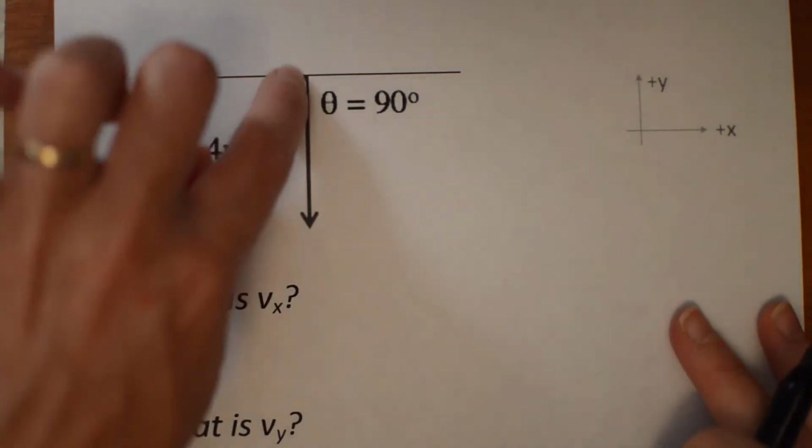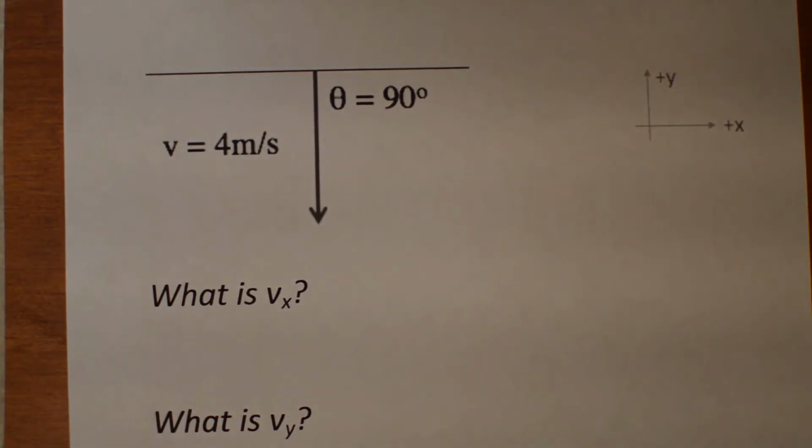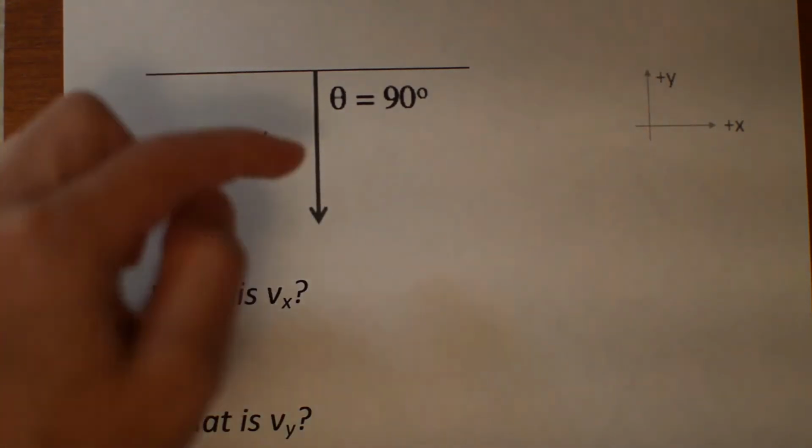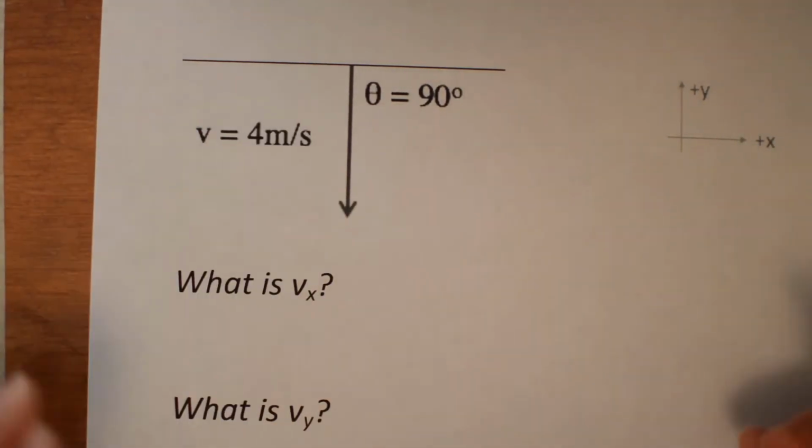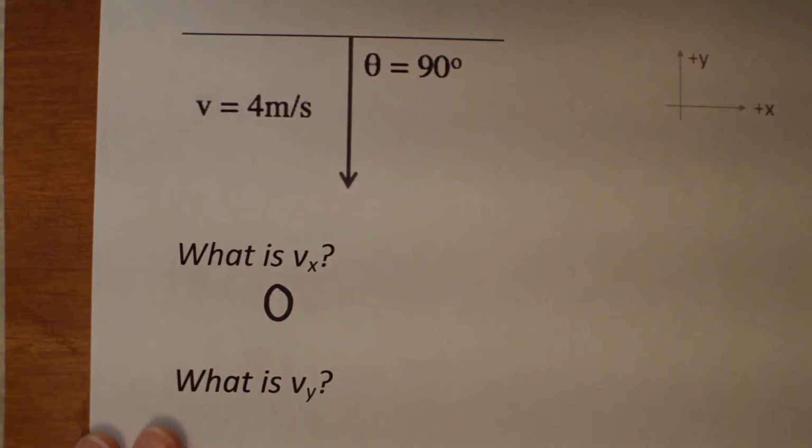So here I just have a vector straight down. So what is the x component of this vector? Well, no part of it is pulling you in x at all. If it's straight down, the x component is 0. All of this vector is in y.